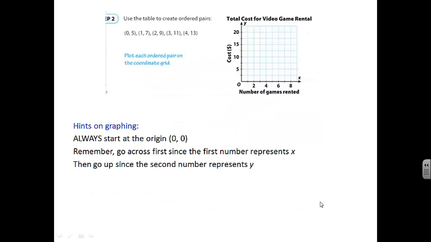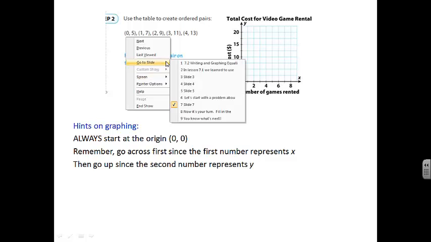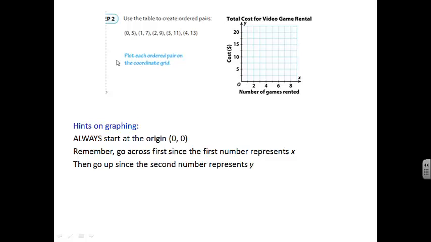Okay, now we're going to use a table to create ordered pairs. We've got the 0, 5. This was the x. Uh-oh, I do this every time. X and y. Remember, your first one is x, your second one's y. So that looks kind of like an X there, doesn't it?